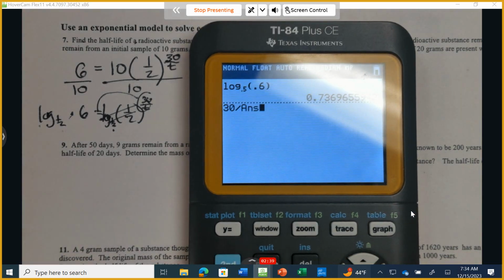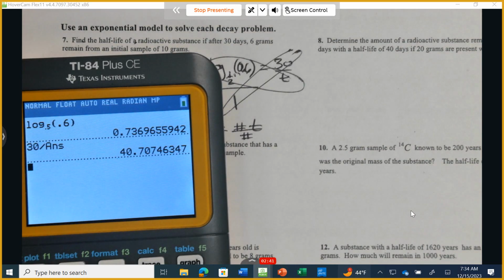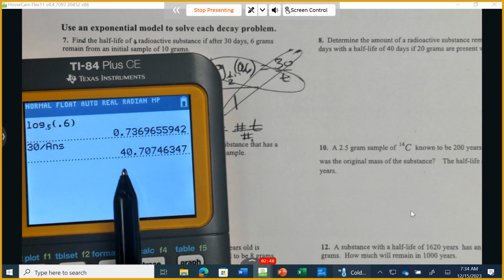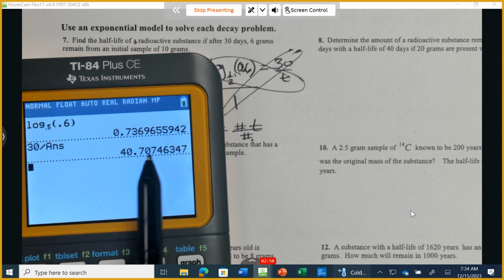30 divided by that exact number gives me this answer. And now we're going to round to the nearest tenth. And remember, this is in terms of how many days. So the half-life is approximately 40.7 days.